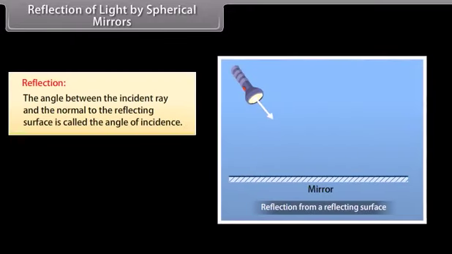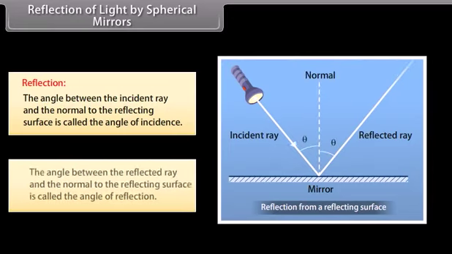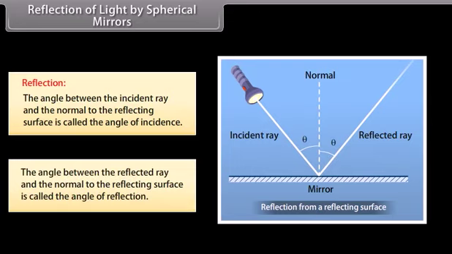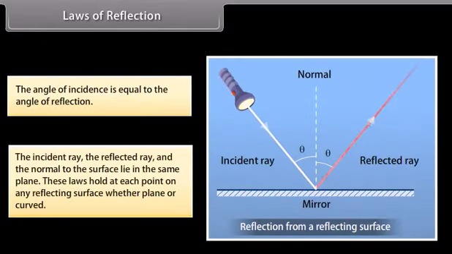Reflection. The angle between the incident ray and the normal to the reflecting surface is called the angle of incidence. The angle between the reflected ray and the normal to the reflecting surface is called the angle of reflection. Laws of reflection. The angle of incidence is equal to the angle of reflection. The incident ray, the reflected ray, and the normal to the surface lie in the same plane. These laws hold at each point on any reflecting surface, whether plane or curved.